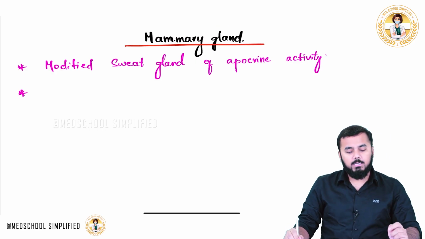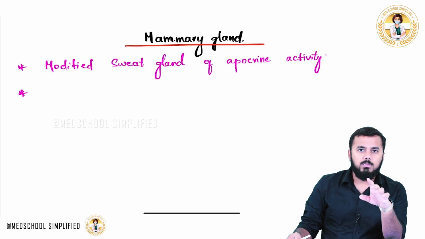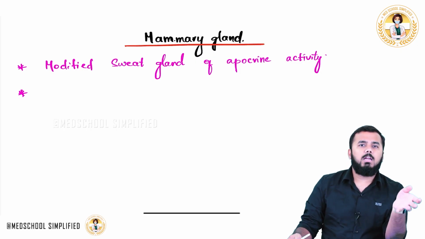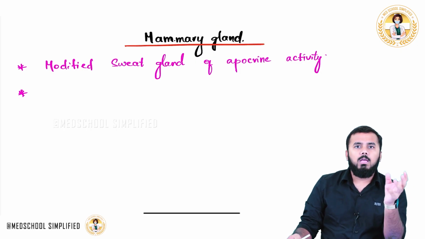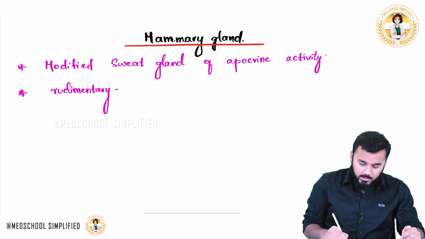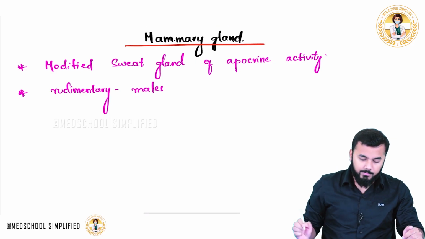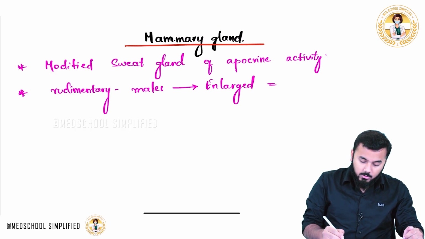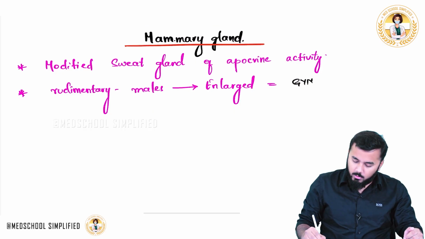And moreover, mammary glands are present in males as well as females, but in males the mammary glands are rudimentary. But in some cases in males also the mammary glands start to appear, they start to grow, and that condition in males you call gynecomastia. So normally they are rudimentary in males, but if they become enlarged, you call this condition gynecomastia.